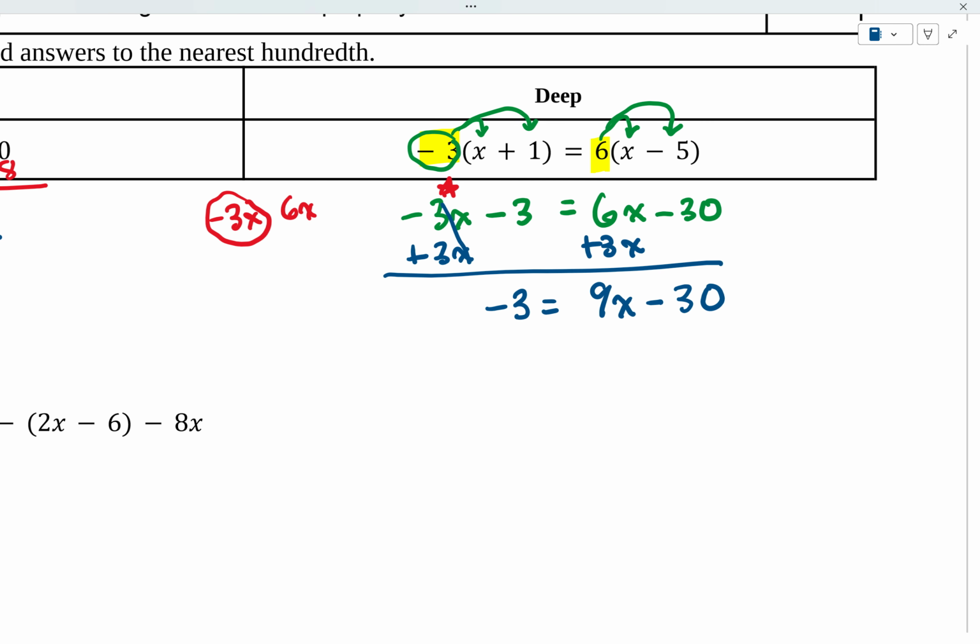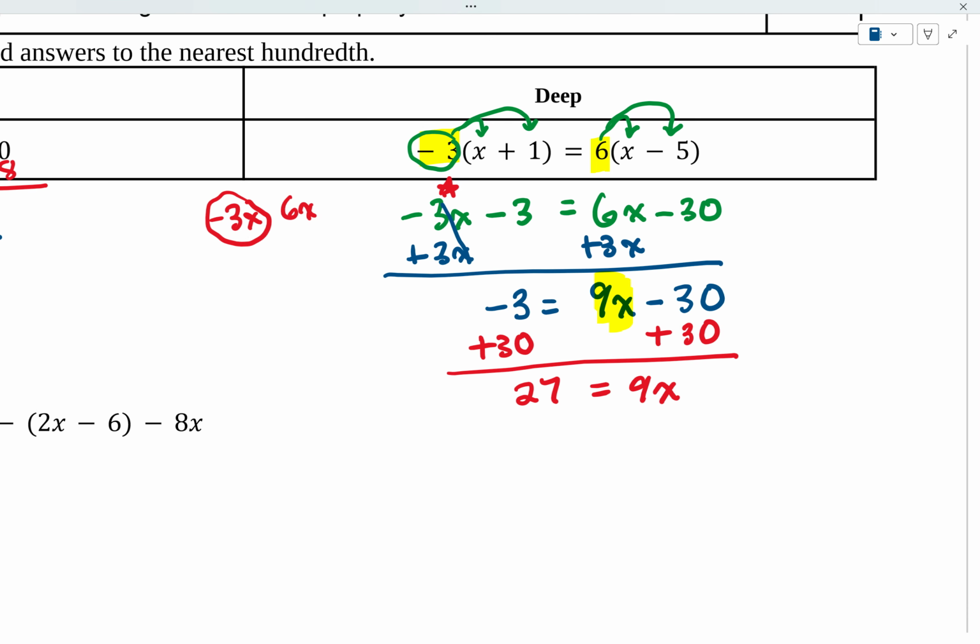Okay, the variable term is on one side only. And so what we want to do now is get rid of everything else on that side. So for example, instead of -30 or subtract 30, we're going to add 30. And then we're going to balance our equation by adding 30 there. So we get 9x is equal to 27.